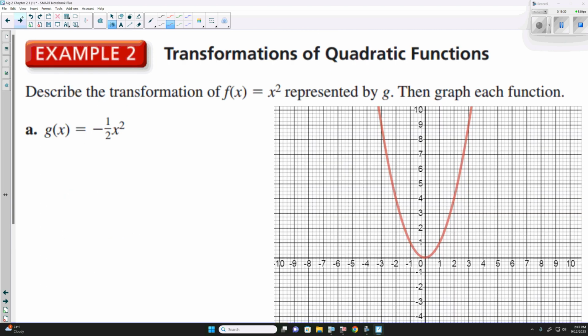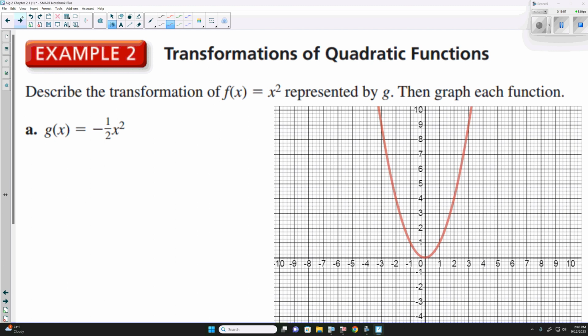Now, talking about the definitions is fine, but let's actually look at some, because I think it's easier to understand when we look at some example problems than it is to just explain definitions. So g of x equals negative 1/2 x squared. How many transformations do we have here? It is 2. Because we do have the negative and we have the 1/2.